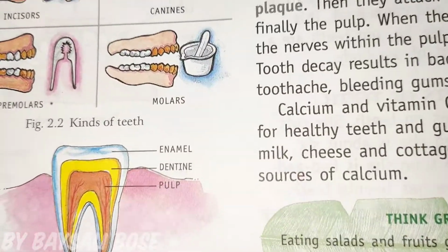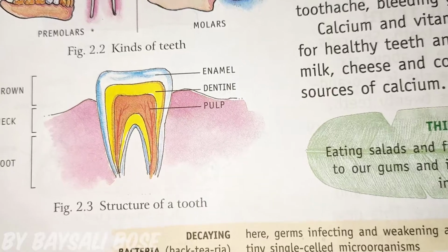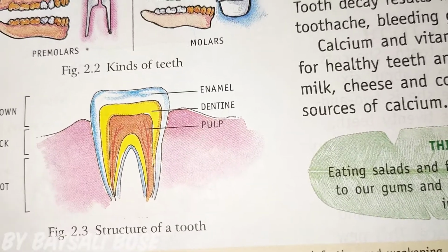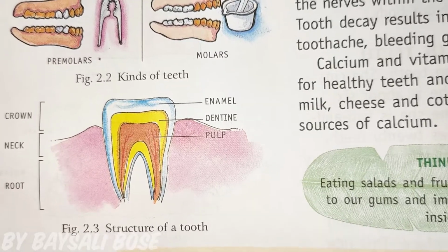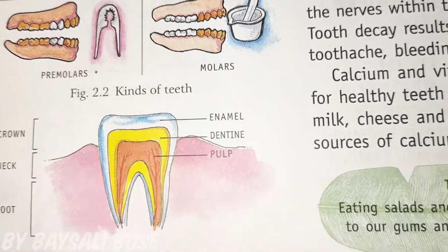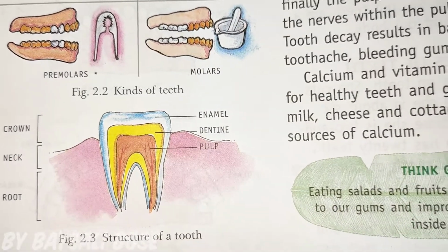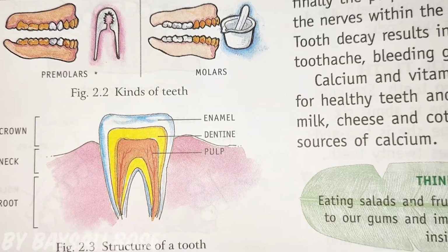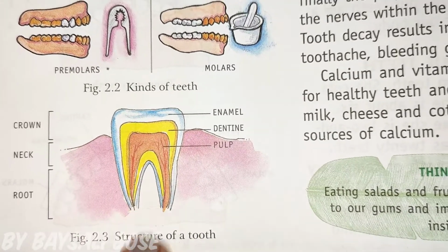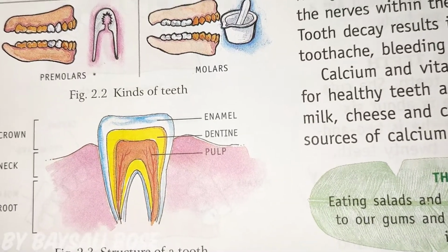So you can see another picture. Now you can see the picture of a tooth. Now we will study the different layers of a tooth, or we can say the structure of a tooth. The very white layer is known as enamel, and then the next part is dentine, and then the pulp. So there are 3 layers: enamel, dentine and pulp.